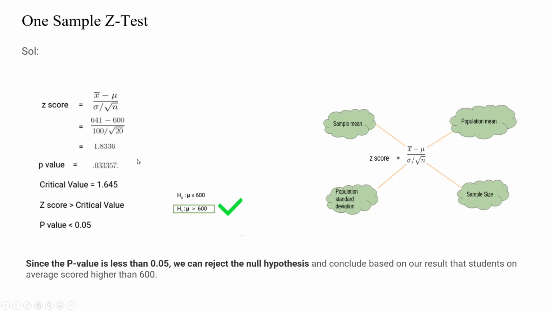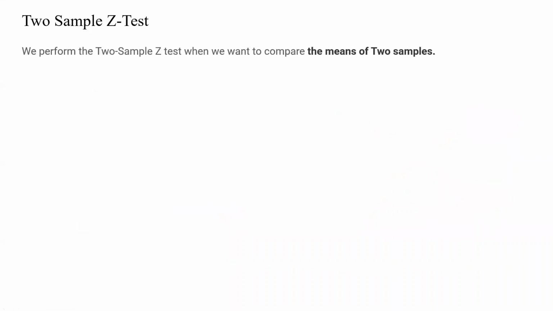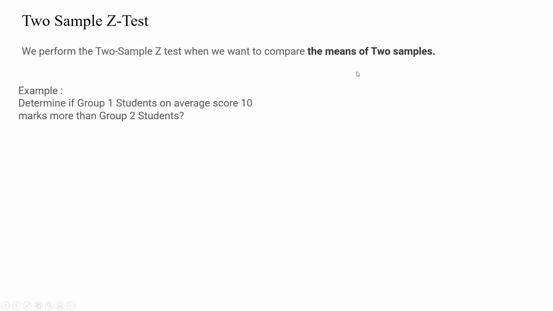So this is a one sample Z-test where we are comparing a particular sample mean with the actual population mean, or a particular number. And the two sample Z-test is also similar, but instead of comparing to a particular value, we are comparing means of two samples. So instead of a single group, we have two groups of people, and we are saying that group 1 students on an average score 10 marks more than group 2 students. And let's get some sample data for a similar example.